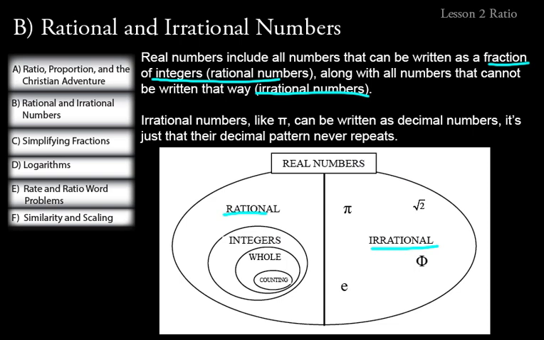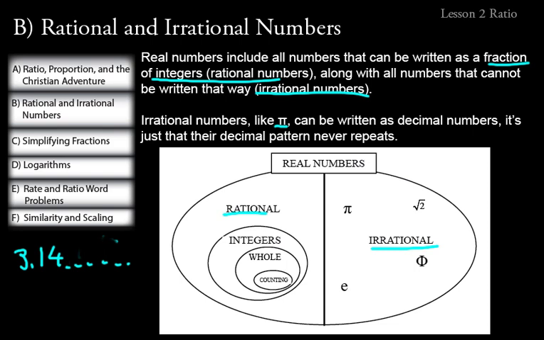So irrational numbers like pi can be written as decimal numbers, but we have to round them to put them on paper because their decimal pattern does not repeat. It's not like pi is 3.141414 repeating and putting a bar over the 14 part to show that it's repeating. No, it's like this. Erase that. It's just 3.14, and then those decimals, there's no repeating pattern there.